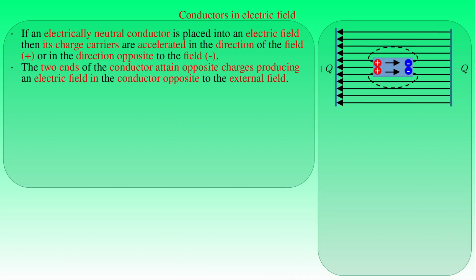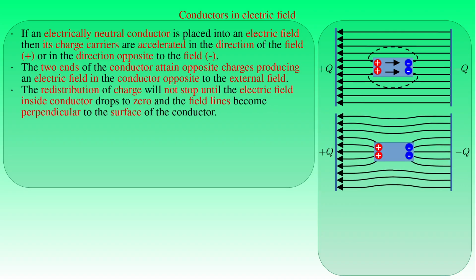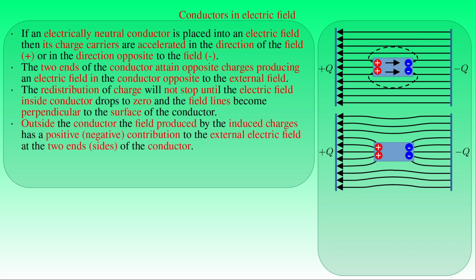The displacement and the redistribution of the charge carriers will not stop until the electric field inside the conductor drops to zero and the electric field lines become perpendicular to the surface of the conductor. As a result, the electric field strength of the induced charges at the boundary surface of the conductor and the electric field strength producing the separation of charges cancel each other out inside the conductor. Outside the conductor, the field produced by the induced charges has a positive contribution to the external field at the two ends of the conductor, increasing the field strength there, whereas it has a negative contribution at the two sides of the conductor, decreasing the field strength there.